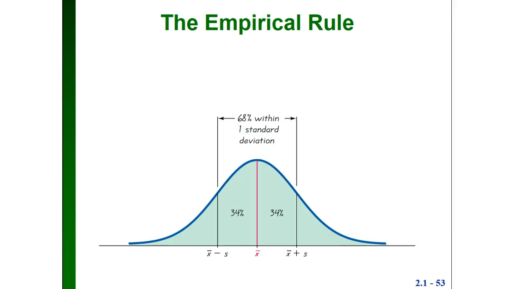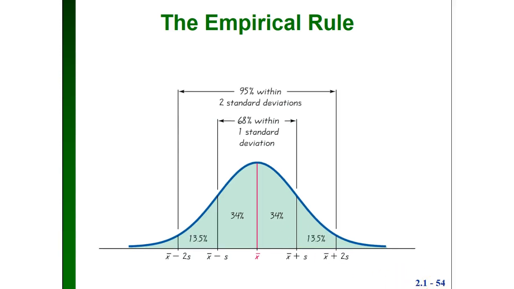Here's a picture representation of the empirical rule. So here we have a bell-shaped distribution. In the middle is our mean, the x bar, and if we have 68% of the data values within one standard deviation of the mean, since a bell-shaped distribution is symmetric, that means that actually on each side, so going down one standard deviation from the mean and then going up one standard deviation from the mean, on each side of that we have 34% of the data values.